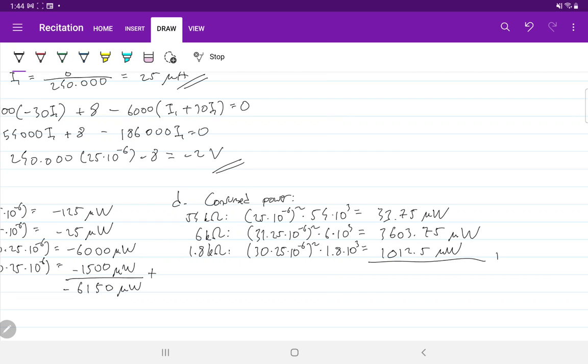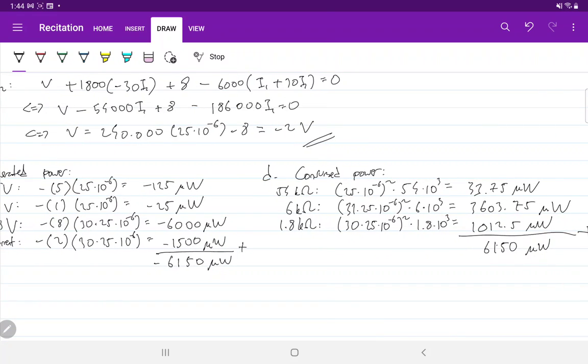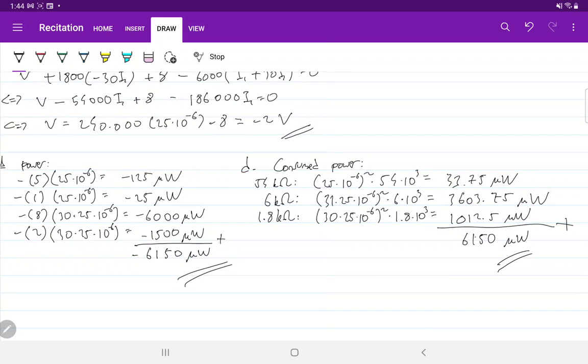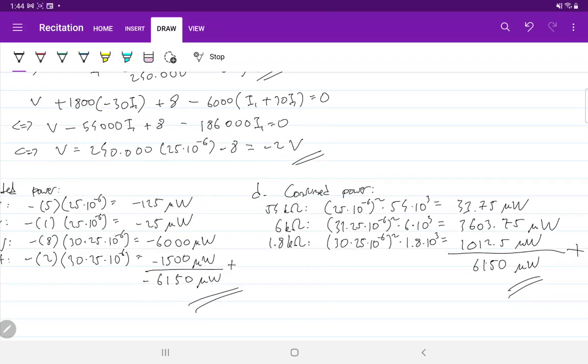If you sum all of them, you have 6150 microwatts. So that tells you that the generated power is the same as the consumed power. In an ideal circuit, the total generated power should be equal to the consumed power. That tells you that your solution is correct.